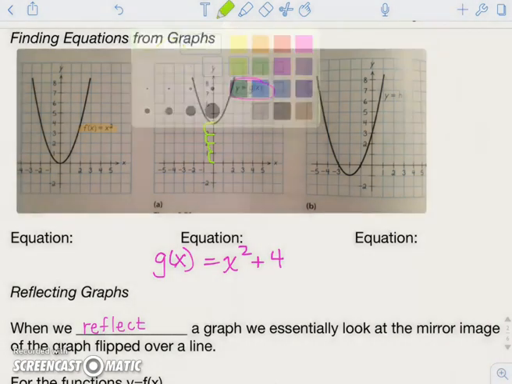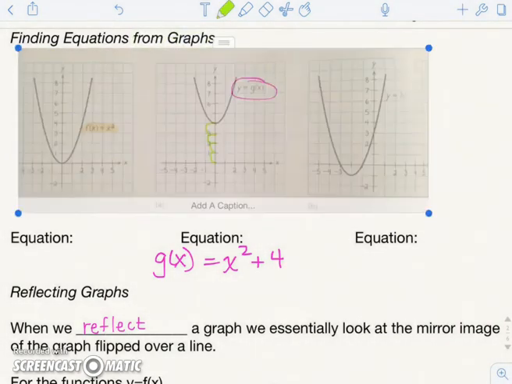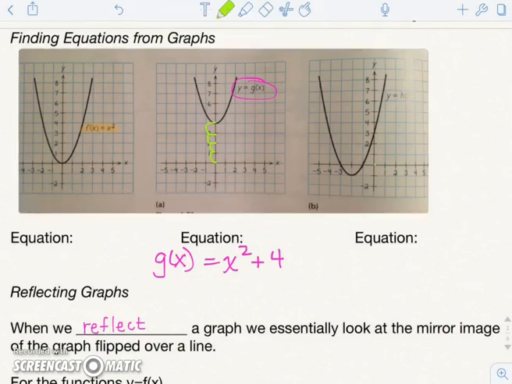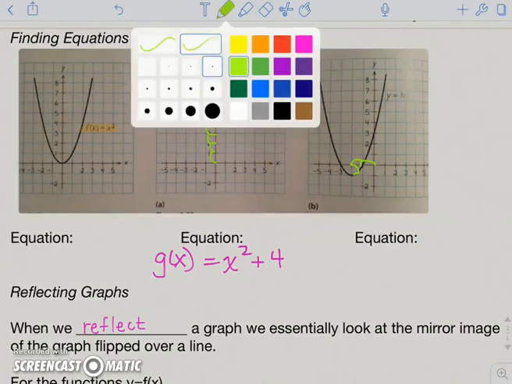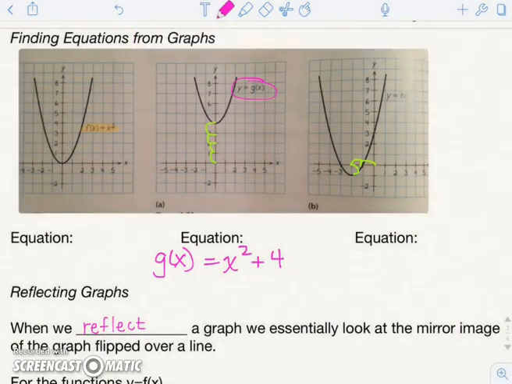The next one is a little trickier. There's 2 transformations. So normally I would have started at the vertex. I would have started right there. But I went over 1, 2. I went 2 to the left. And I also went down 1. So I'm going to write, they called this one h of x.